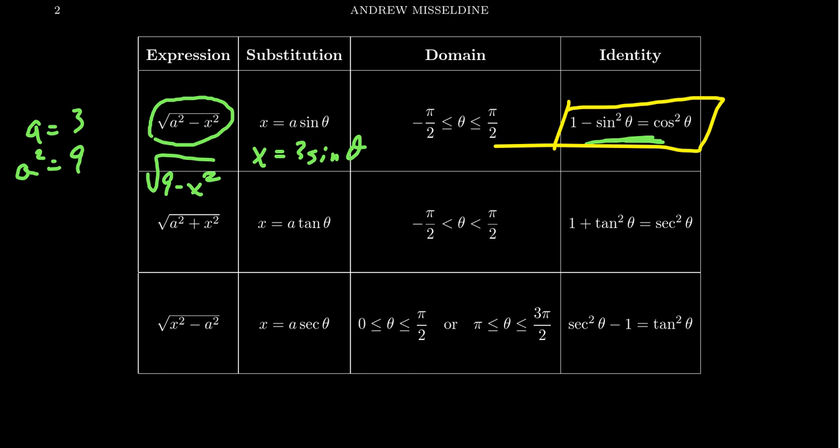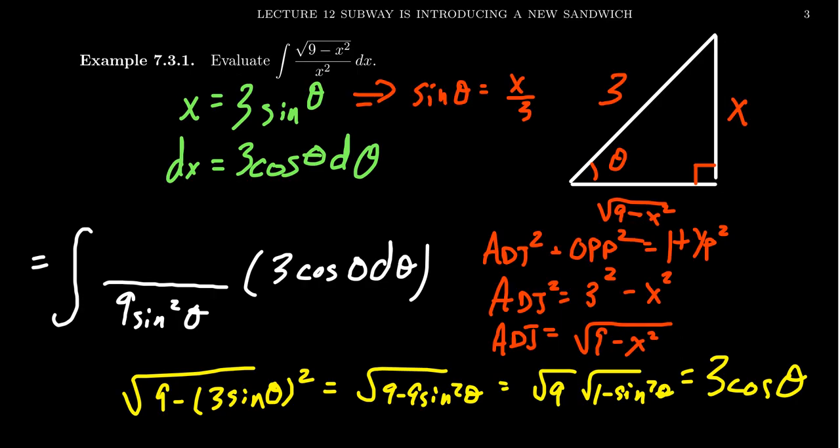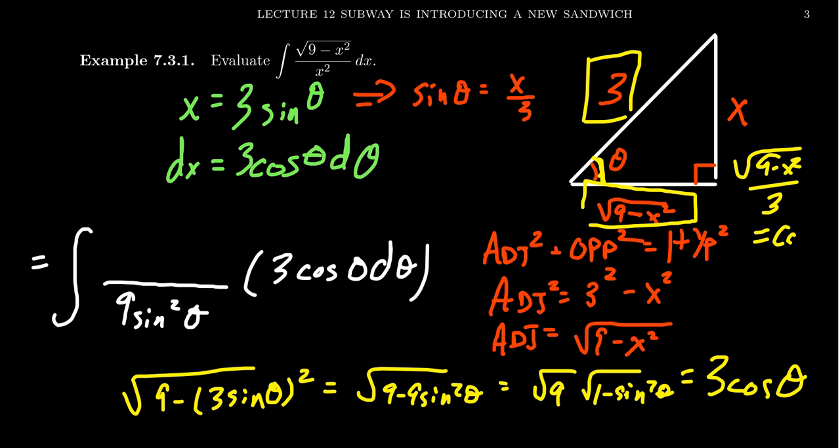But on the other hand, we made some statements about the domain that I didn't really talk about. The reason we made those statements about the domain is because we're referring to this angle right here. If we restrict the angle theta, we have a genuine triangle, and instead of using identities, you could actually use the geometric intuition of the triangle. Notice, if you take this square root right here, this is the adjacent side. If you take the constant side, which is the hypotenuse, what we can say is the square root of 9 minus x squared over 3 is equal to cosine theta. Timesing both sides by 3, we get that the square root of 9 minus x squared is equal to 3 cosine theta.